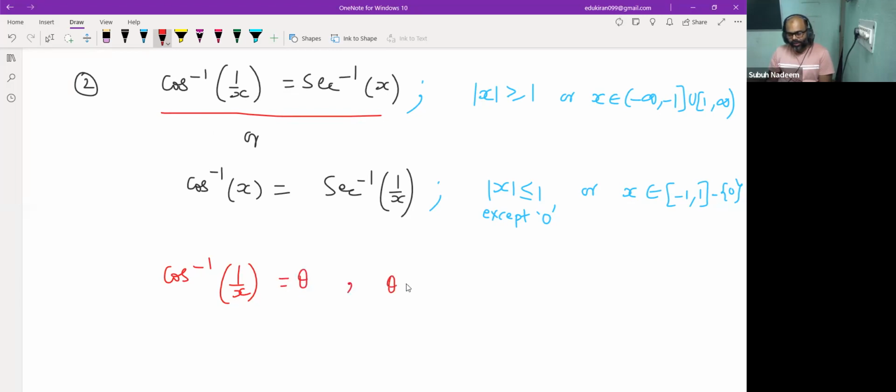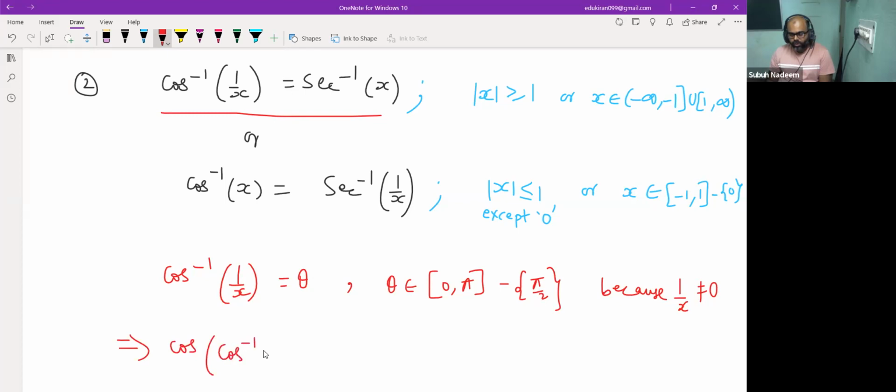So here you have to write that theta belongs to 0 comma pi, because that is the principal value range of cos inverse, except pi by 2. Because we are not taking 1 by x as 0, because 1 by x is not equal to 0 and cos pi by 2 is 0. Then we will say that cos inverse of 1 by x is equal to theta, which means that 1 by x is equal to cos theta.